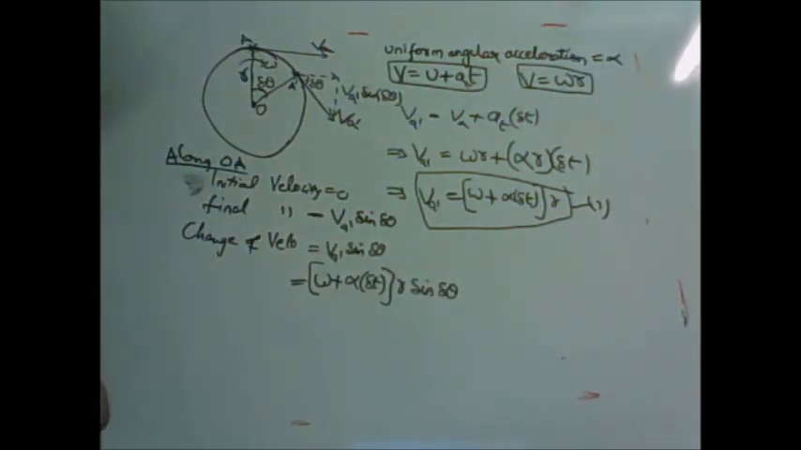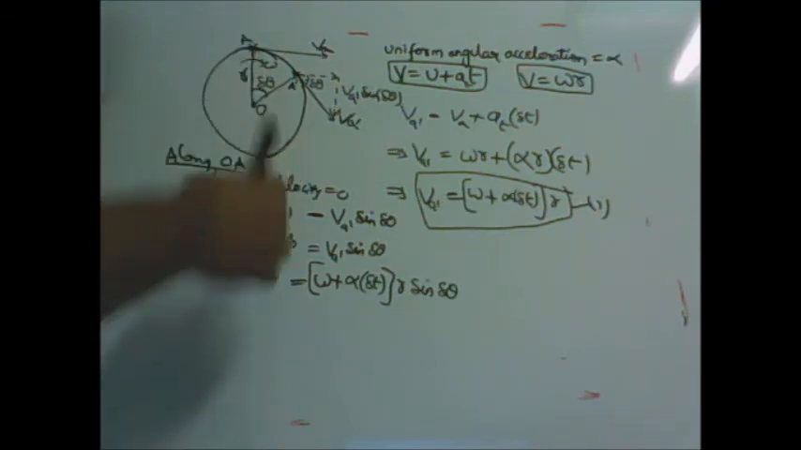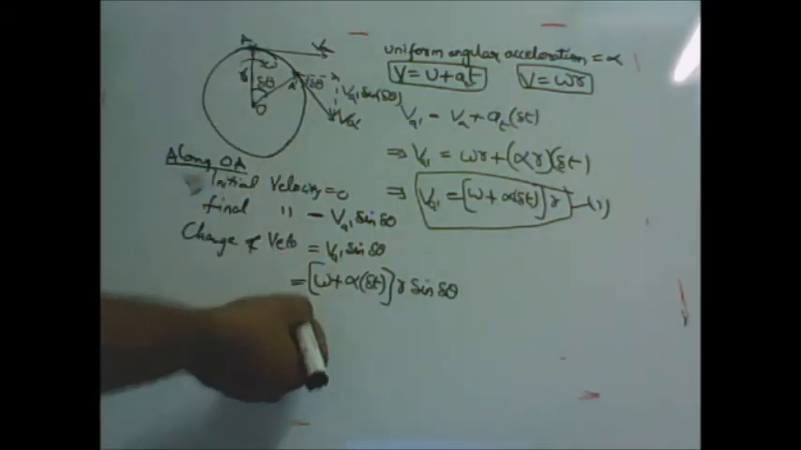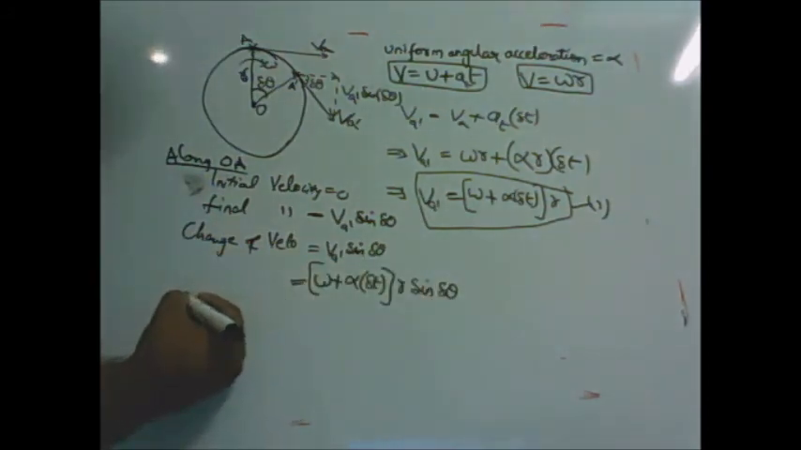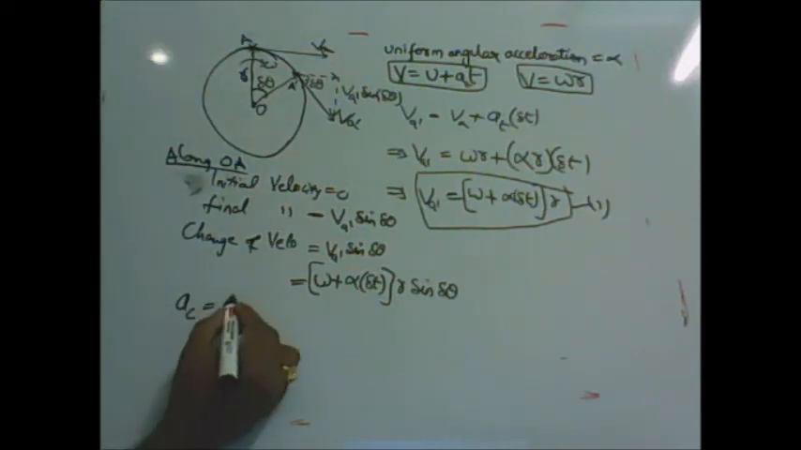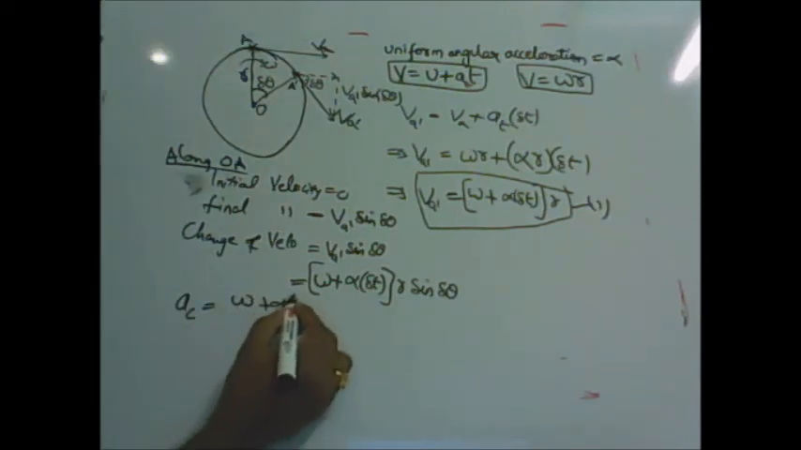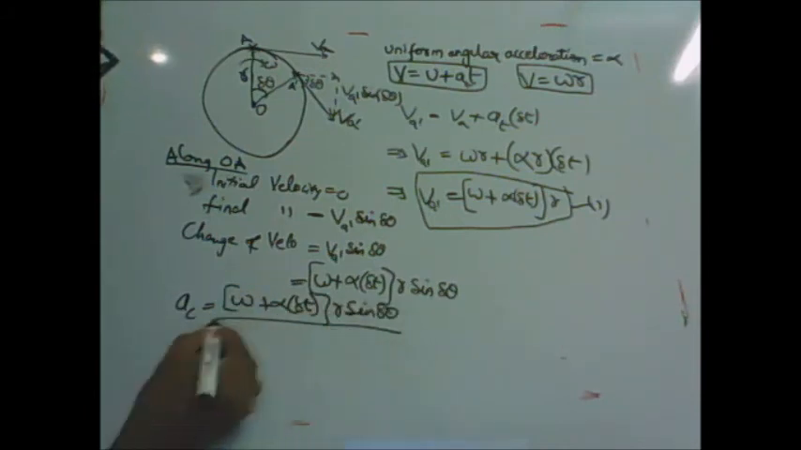So acceleration along OA, the centripetal acceleration, will be nothing but change of this velocity per unit time in which this traveling is taking place. So centripetal acceleration AC will be equal to omega plus alpha into delta t, into r sin delta theta, divided by delta t.